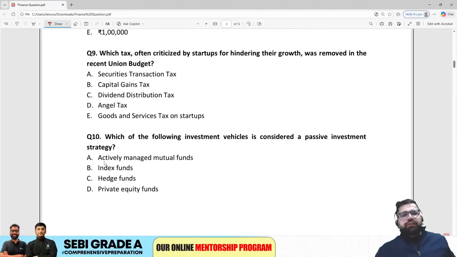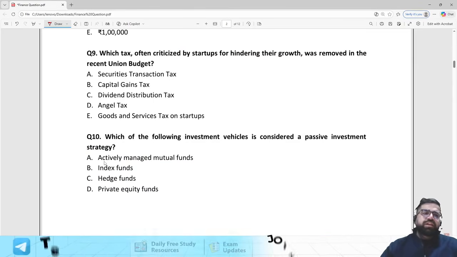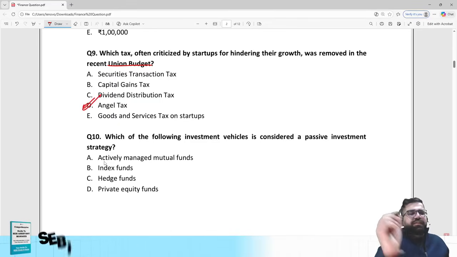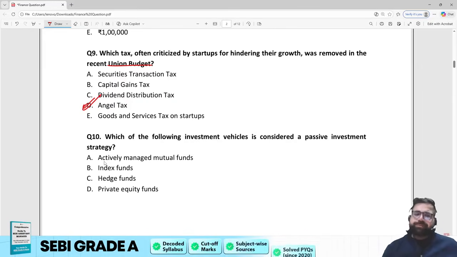Which tax, often criticized by startups for hindering their growth, was removed in the recent union budget? So again, you can see they are asking you a question straight away on the union budget. Now see, this is not relevant for this year actually, because these are the updates of last year, 2024, right? The correct answer will be angel tax. Angel tax was removed in the budget of last year.